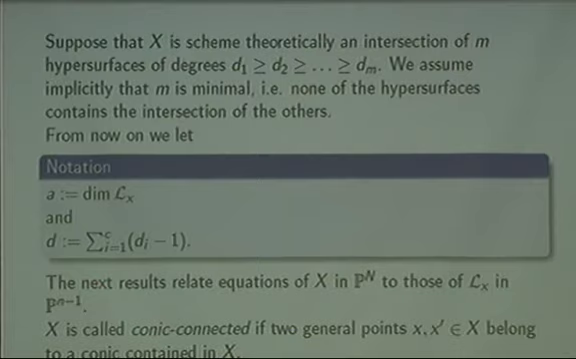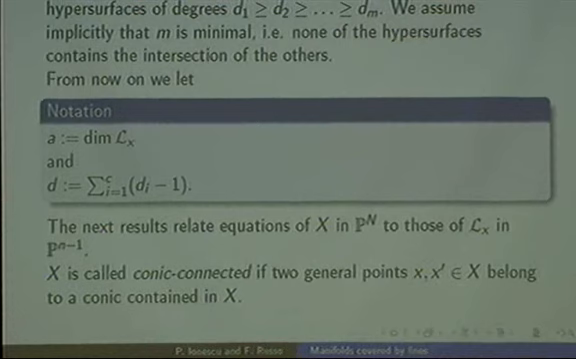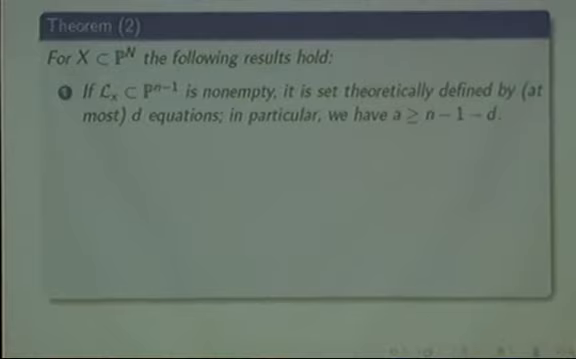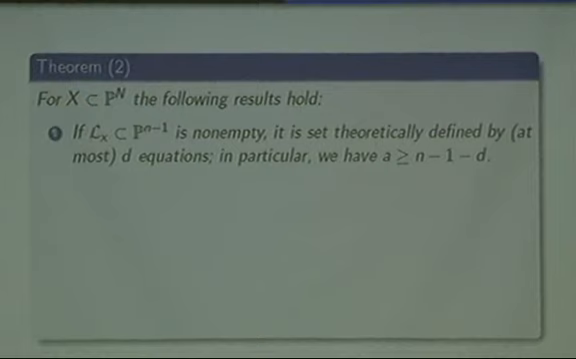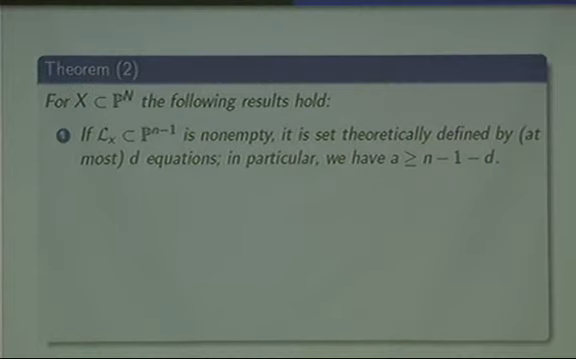Just a small definition, I will call X conic connected if through two general points there is a conic joining them and containing X. That's not so important. So, here is the second result, whose first point tells us the following. If the variety of lines is non-empty, it is set theoretically defined by at most D equations. D was that strange number I introduced before. In particular, the dimension of the variety of lines is at most n minus 1 minus D. Trivial.